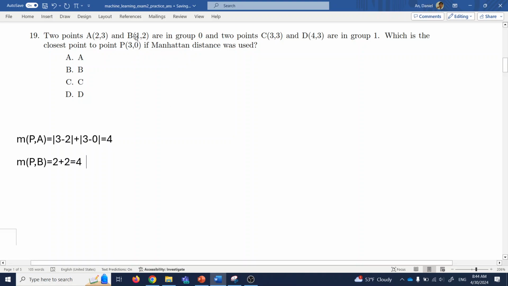3 and 1, you have to walk 2 blocks to match the avenue, and then 0 and 2, you have to walk 2 blocks to match the street. So it'll be 4. Okay, and then P and C would be 3, 3, and 3, 0. What's that? Yeah, it's just 3 blocks. Yeah. And then P, D, how many blocks? I think it's again 4 blocks. Yeah, 4. Yeah, you have to walk 4 blocks. Okay, so what's the answer? C. All right. Okay.